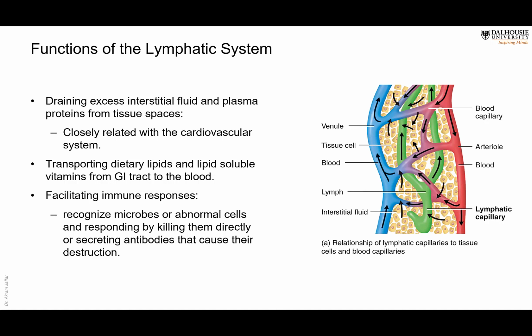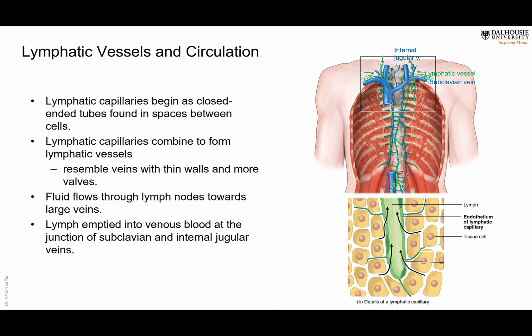When there is infection, the lymph nodes enlarge, for example, because the lymphoid tissue proliferates and facilitates the immune reaction by either producing antibodies or by killing the invading organisms and phagocytizing them. The lymphatic vessels, as I said, they start as capillaries. You can see the capillary here. It's a blind end capillary, and then these capillaries become larger and larger vessels. They form trunks and ducts, and they open here in the venous circulation.